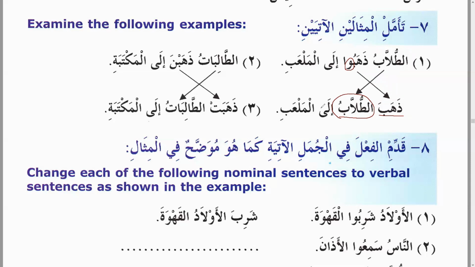Zahabat tullabu ila al-mal'ab. Same thing for feminine. See, at-talibatu dhahabna. Where is the file for zahabna? The noun is the file, right? The students went to the library. But I want to use the verb first, so I have to use the feminine. What is the feminine? Zahabat. Zahabatit talibatu ila al-maktaba. The singular form. And this is a rule.